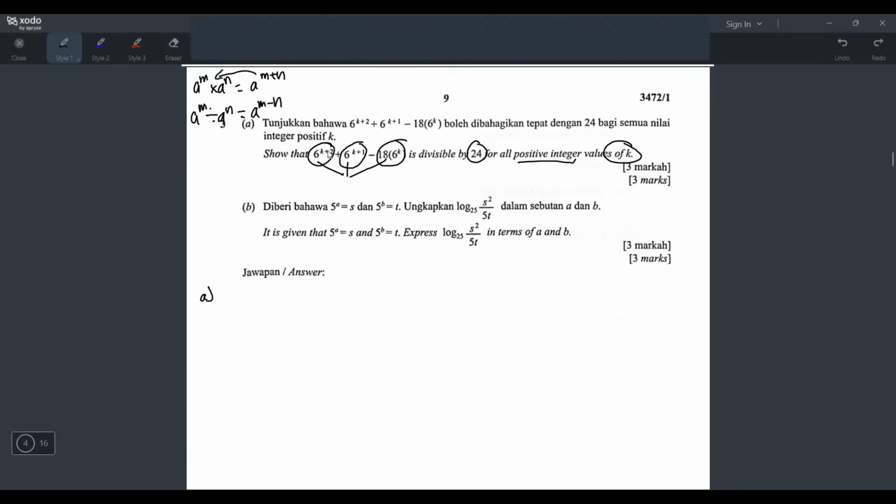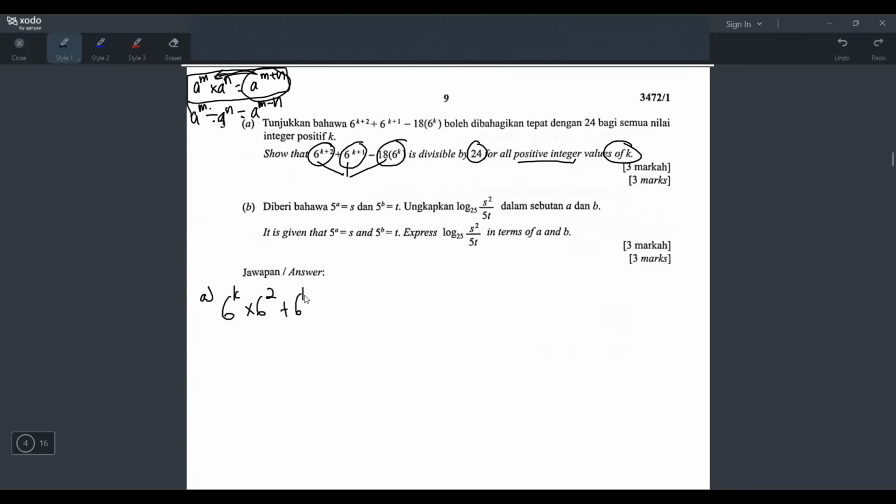So for example, 6 power k plus 2 will become 6 power k times 6 power 2. You understand, right? Because look at this formula. If a power m times a power n is a power m plus n, it means a power m plus n, I can separate back into a power m times a power n. So it's the same concept. 6 power k plus 2, you separate them, becomes 6 power k times 6 power 2. And then plus 6 power k plus 1, I also separate using this formula. It's just that I do it in reverse.